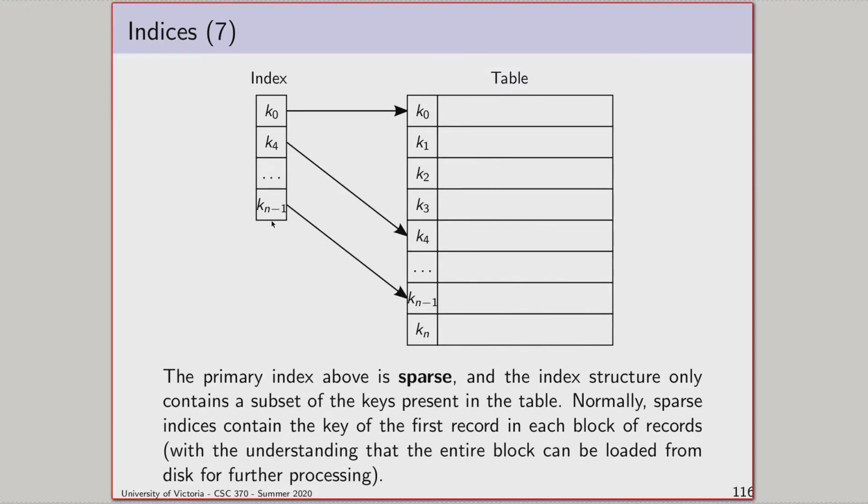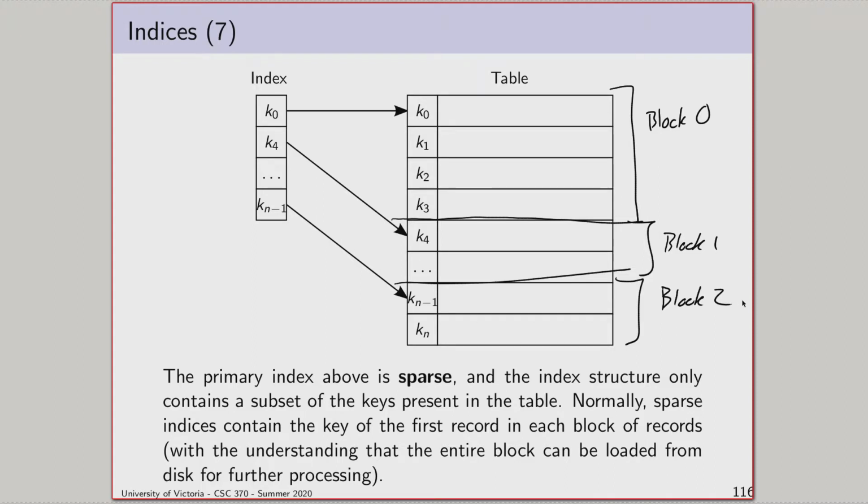Now, the alternative is what's called a sparse index. And I guess I'm going to annotate this a bit. So what we might have is the table is split among multiple blocks. So there's block 0, and this is block 1, and this is block 2.